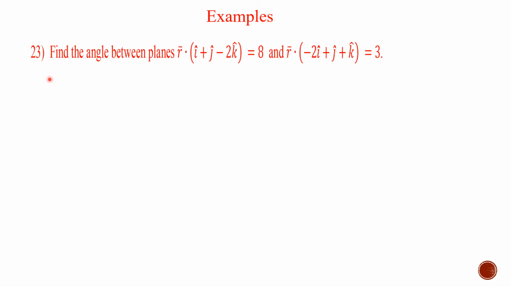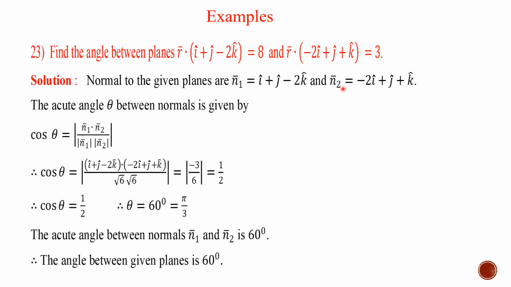Examples. Example number 23. Find the angle between the planes r̄·(i + j − 2k) = 8 and r̄·(−2i + j + k) = 3. Solution. We know that the angle between the planes is given by the formula cos θ = |n̄1·n̄2| / (|n̄1||n̄2|).